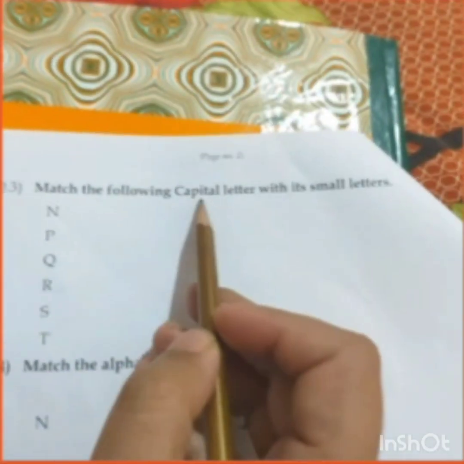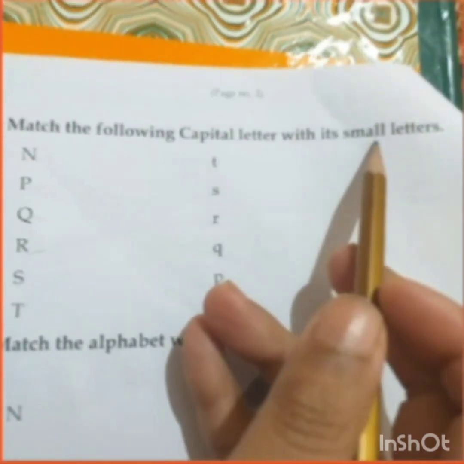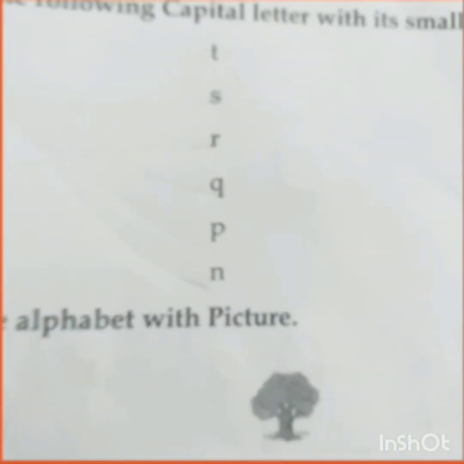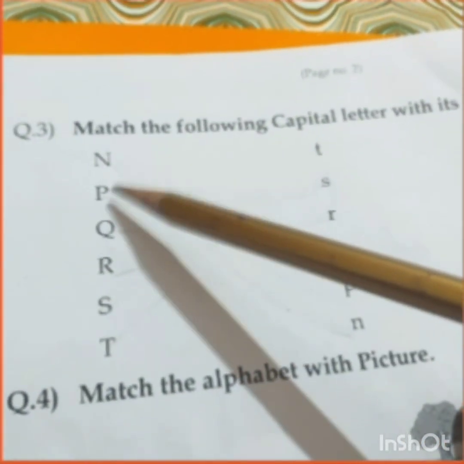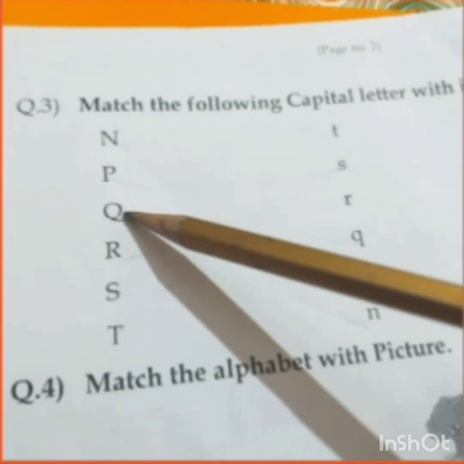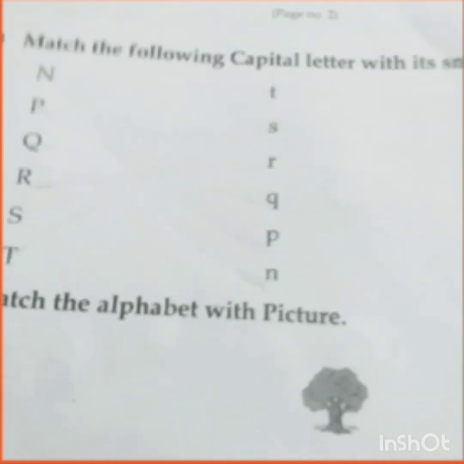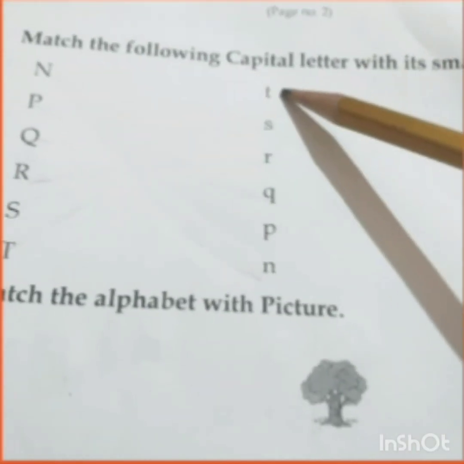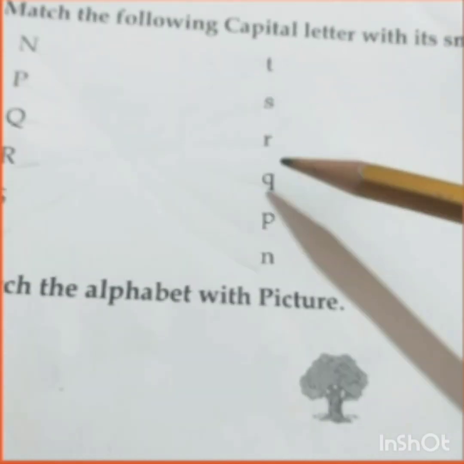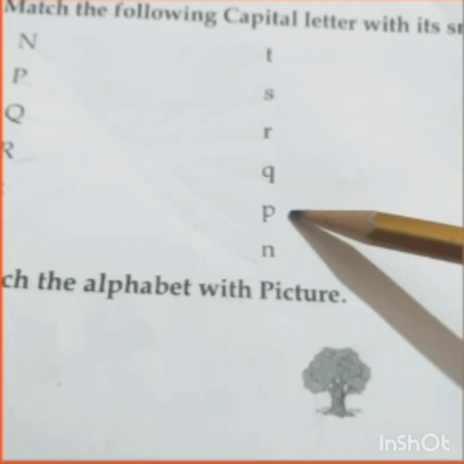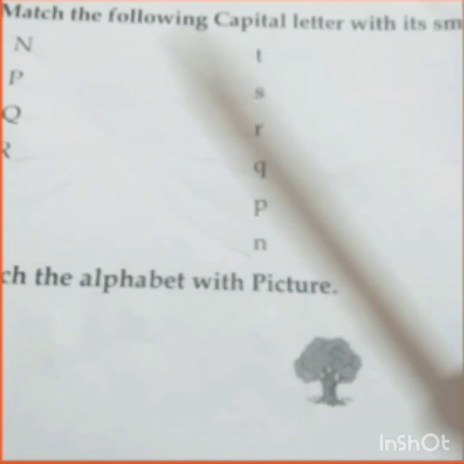Now this number 3, what is that? Match the following capital letter with a small letter. Here it has been given all capital letters: capital N, capital P, capital Q, capital R, capital S and capital T. Here it has been given small t, small s, small r, small q, small p and small n. So you have to match capital to small.